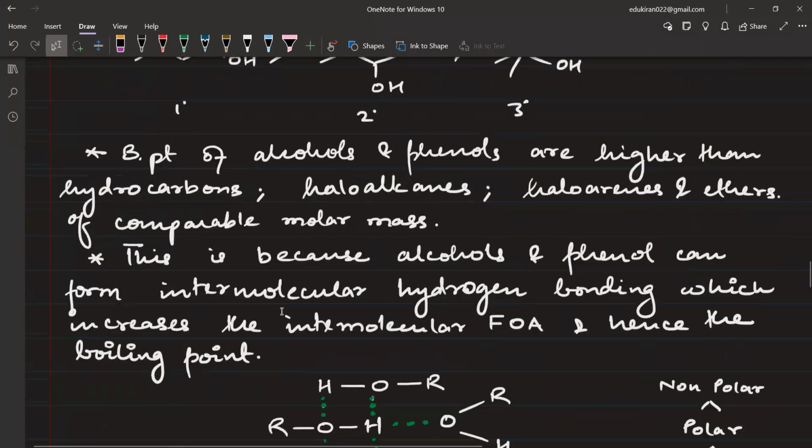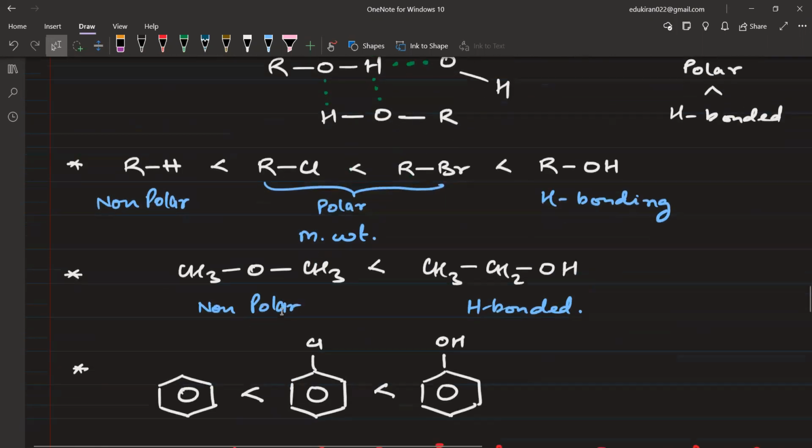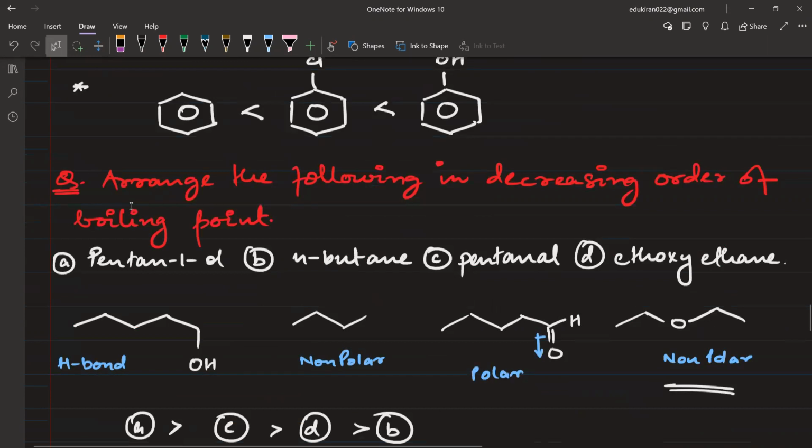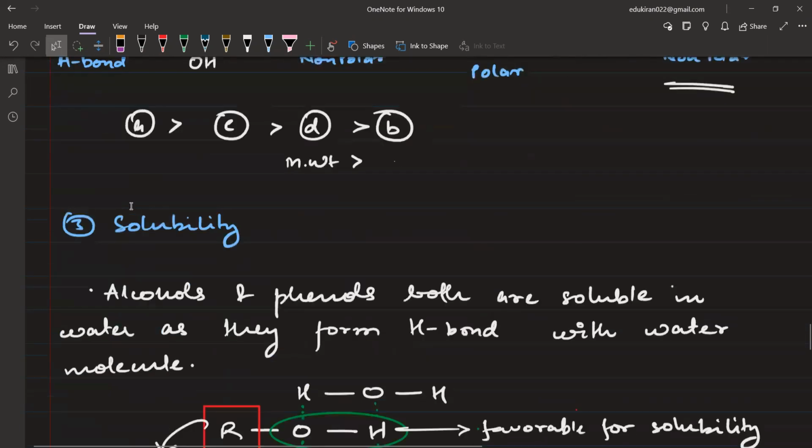Two points are there. Then we talked about the comparison of alcohol with different classes of organic molecules, in which we saw that alcohols and phenols can have higher boiling point than hydrocarbons, haloalkanes, haloarenes, and also ethers. These are the examples, and then you will again practice this question, and I will also give you one question for the assignment. After that, we did solubility.